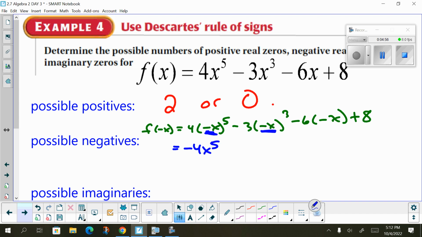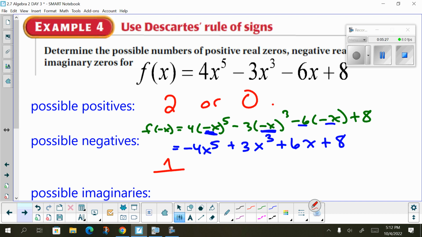If I go to this term right here, my negative x to the 3rd power will be negative, and a negative with a -3 will turn that whole term positive. Finally, my -6 and my -x will turn to a +6, and then I have a +8. So when I go to count my sign changes, I'm starting with a -4x to the 5th, turning to a +3x to the 3rd, and staying positive the rest of the time. So for possible negative solutions, I only have one.